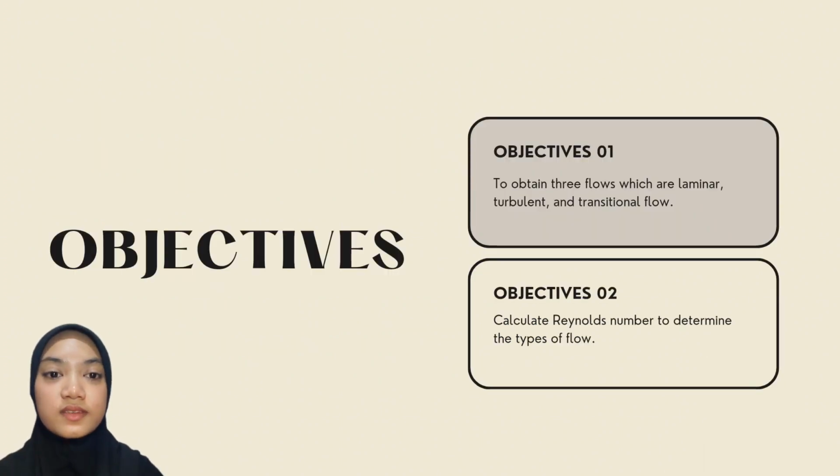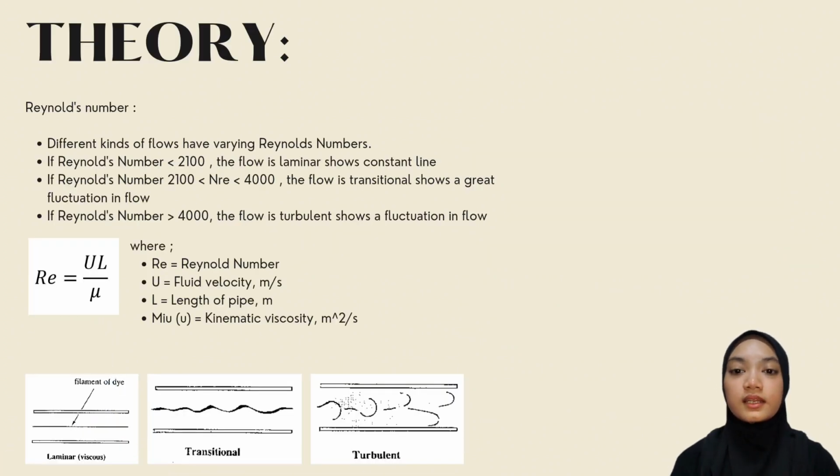The first objective of this experiment is to obtain three flows, which are laminar, turbulent, and transitional flow. The second objective of this experiment is to calculate the Reynolds number to determine the type of flow. The theory of this experiment is that different kinds of flow have different values of Reynolds number.